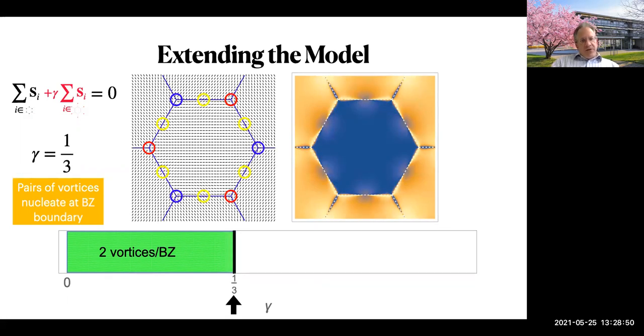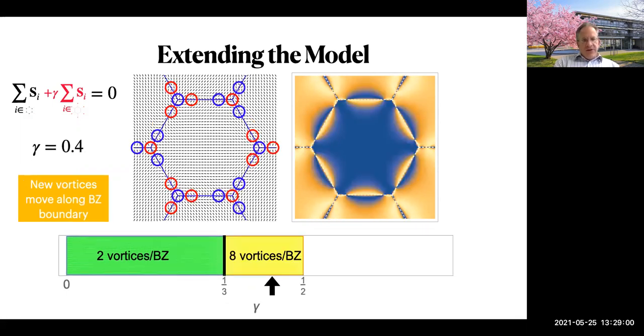Then when gamma reaches a third, pairs of vortices actually nucleate in the middle of the Brillouin zone boundary, at the endpoints. So this is, in that sense, a topological transition. And then as you go further away, these nucleated vortex-antivortex pairs separate, and then you end up with a spin liquid which has 8 vortices in the Brillouin zone. So this is topologically distinct.